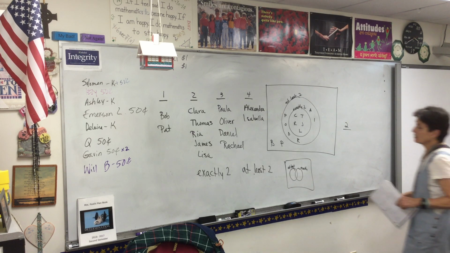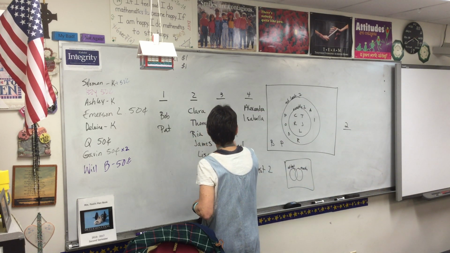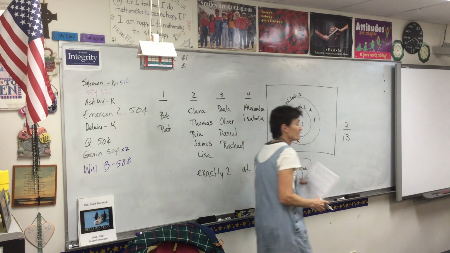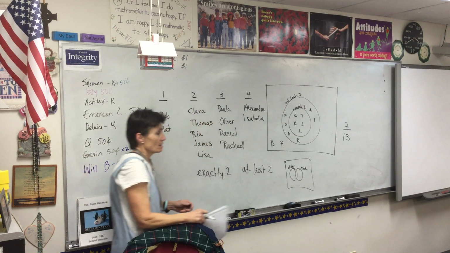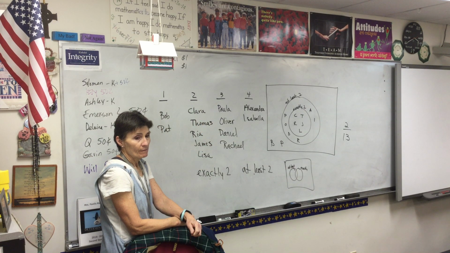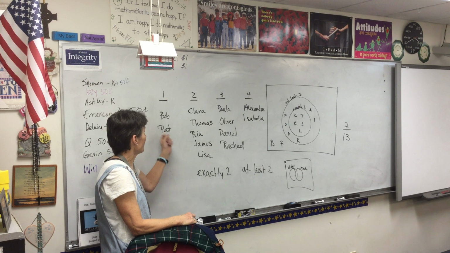Okay, so how many people did you say they're all together? 1, 2, 3, 4, 5, 6, 7, 8, 9, 10, 11, 12, 13 people. So the probability of picking someone who has less than 2 vowels would be 2 over 13. Pat and Bob are the only ones.